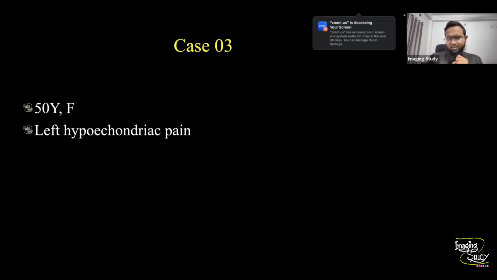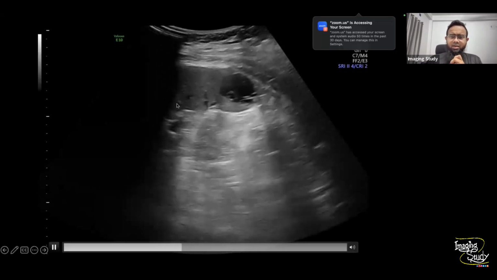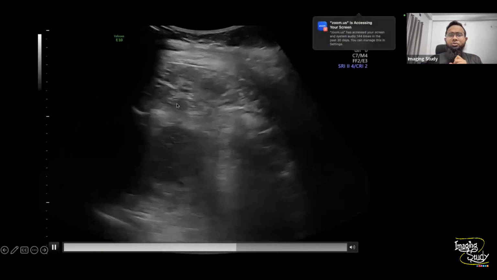Possibly from my last week. So, left hypochondriac pain. Usually we think about some renal cause or some intestinal cause, but unfortunately this patient showed nothing of them. So here you can see the picture of the left kidney and the spleen. Now you can see the lesion.